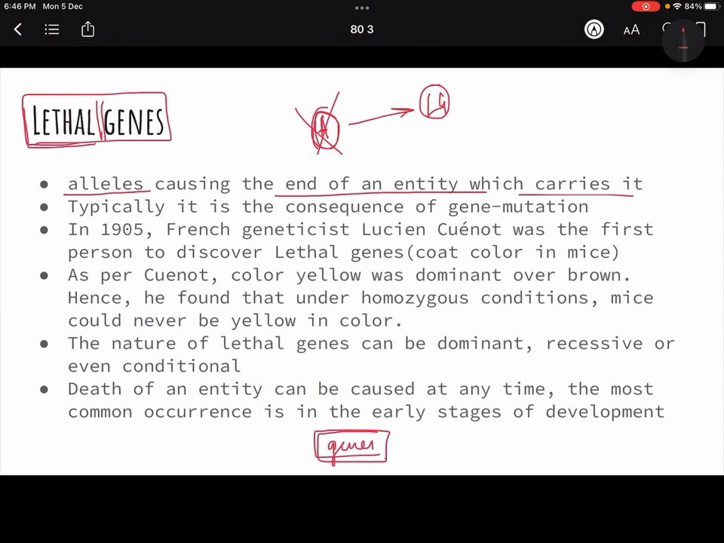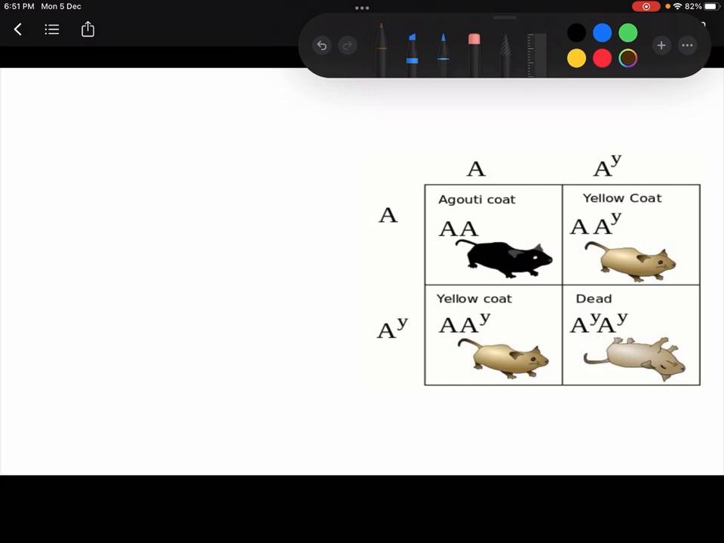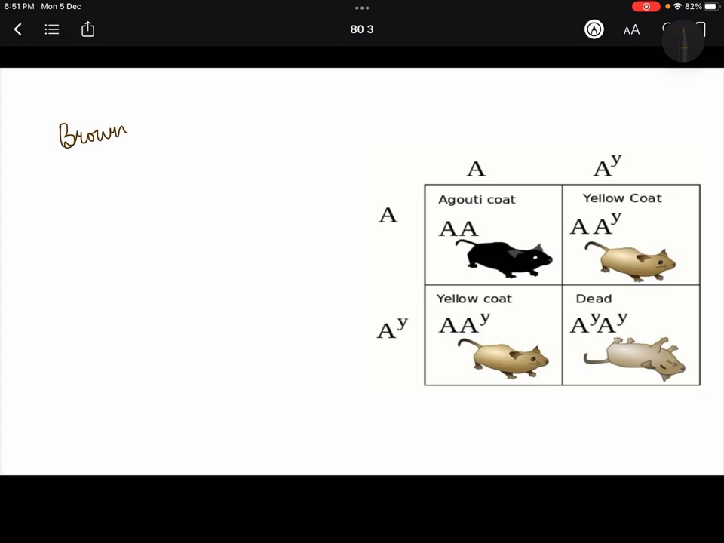This was studied by a French geneticist. His name was Cuenot, and he studied these lethal genes in mice. Let me just show you the mice. Basically, he was trying to study that there is a mouse and there are two colors. One is the brown phenotype, you can call it agouti brown. There was that brown shade that it exhibited, or the mouse was yellow in color.